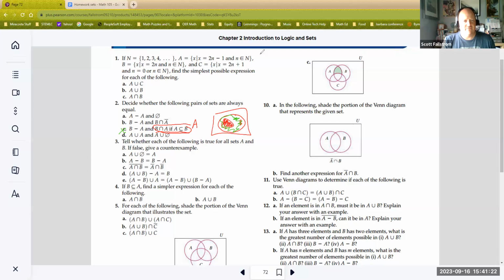Let's see here. If we had something like this, A union C. Since I don't know what they look like, plug in some values. Plug in 1: 2 times 1 is 2, minus 1 is 1. Plug in 2: 2 times 2 is 4, minus 1 is 3. Plug in 3: 3 times 2 is 6, minus 1 is 5, dot, dot, dot. So these are odd numbers. And B is 2 times the number, so those are even numbers.